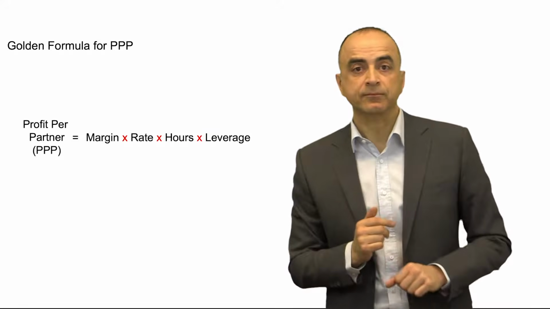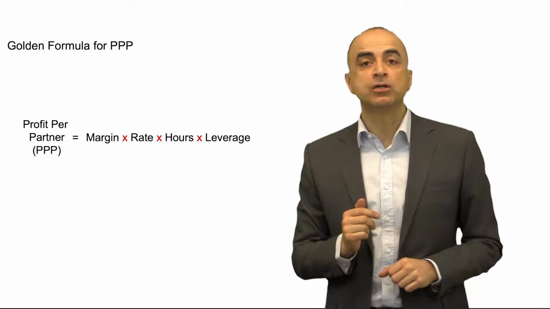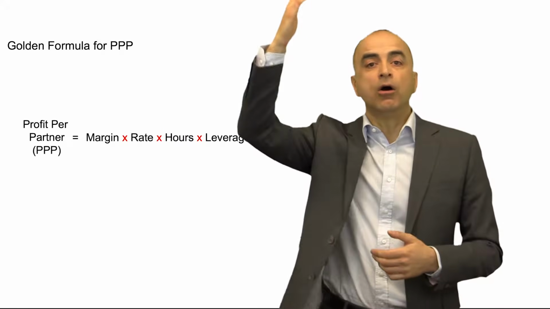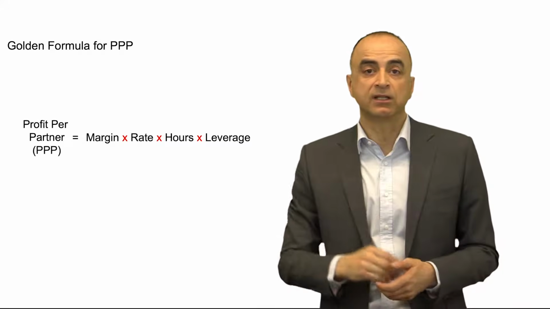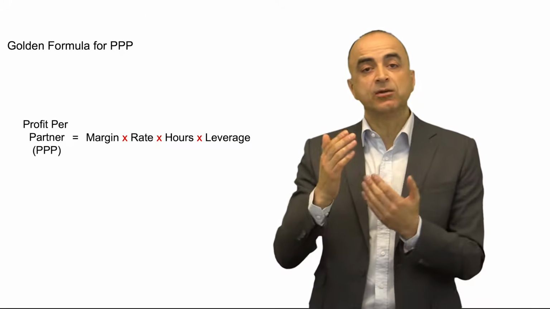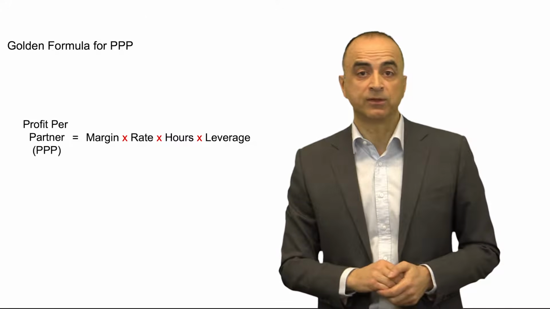Third, we take an average of worked hours per lawyer. Again, you take all the hours worked in the company divided by the heads of the lawyers, and then you have an average rate for the hours.